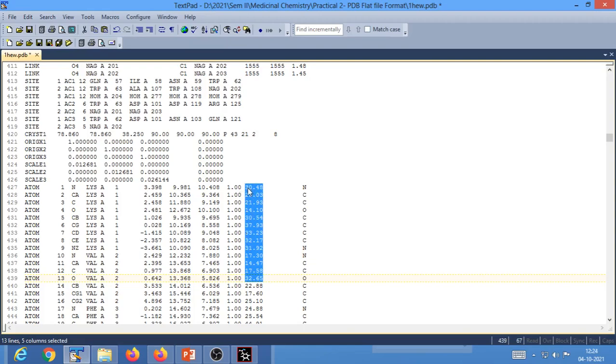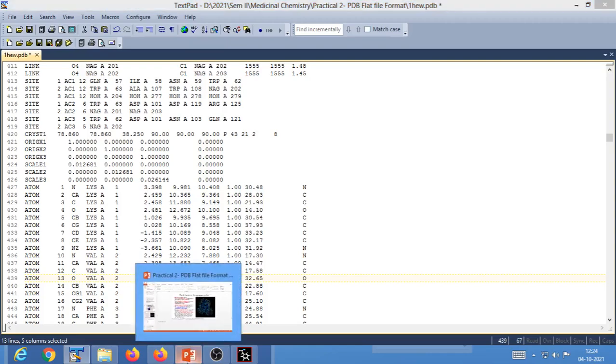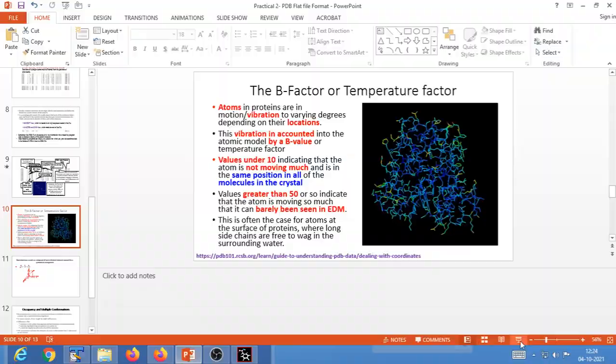Okay, so this value would indicate whether this particular nitrogen atom is moving well, or vibrating, or whether it is very stable. And what is the scale of these vibrations then? Let us discuss that first.